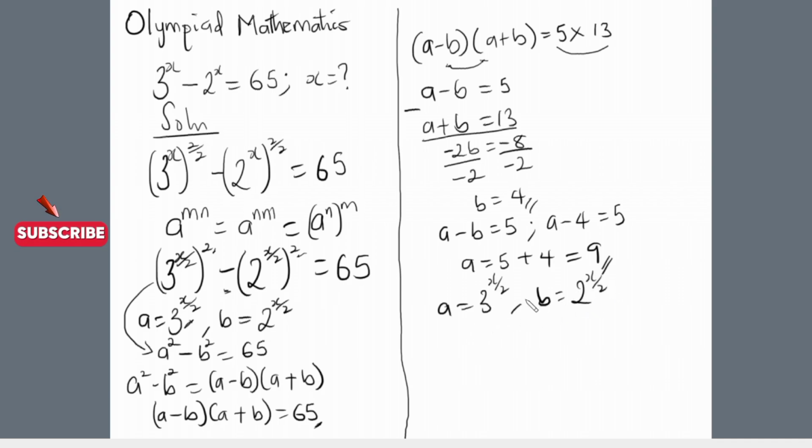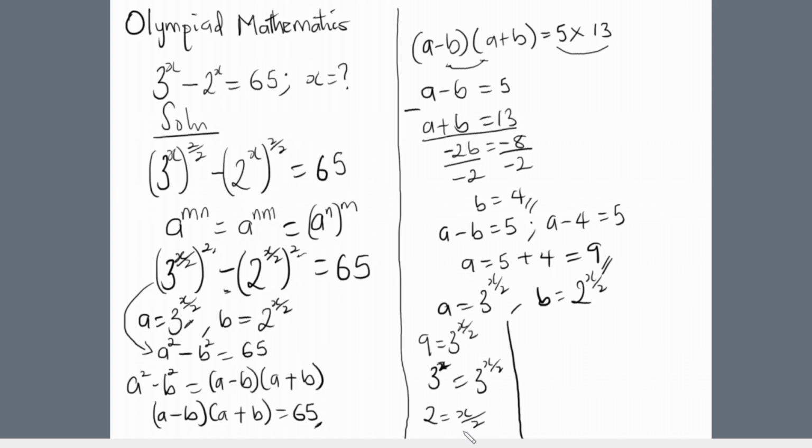Any of them would work if you want to get the value of x. Let's work with a first. A is 9, so 9 equals 3 to the power of x over 2. 9 is 3 squared, with the base 3. So 3 squared equals 3 to the power of x over 2. In this case, I can equate the powers of 3. It means that 2 is equal to x over 2. And then if you cross multiply, x will be equal to 2 times 2, which is 4.